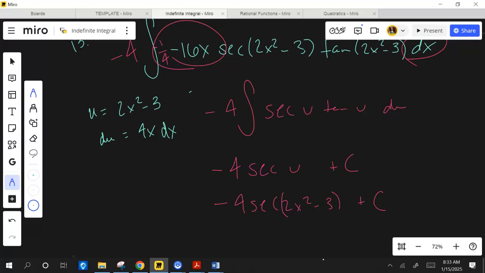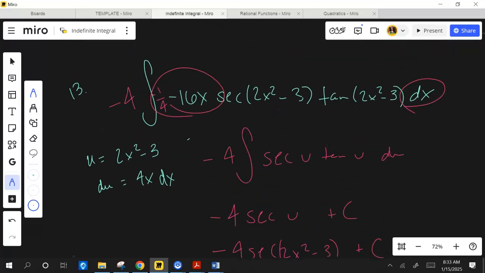Okay, let's do definite. Why is it what? Because I needed it to be positive 4x and it started out negative. So I had to multiply by negative to make it positive. All right, let's definite these things.